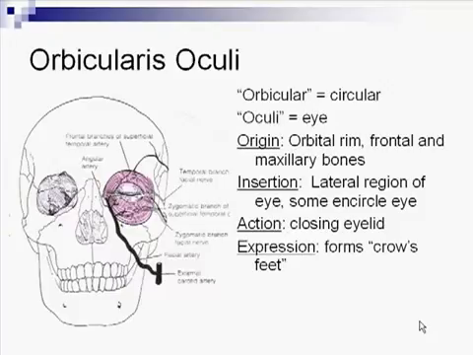Orbicularis Oculi. We've already learned that orbicular means circular. Oculi means eye. Therefore, this word would mean it circles the eye. So this sphincter muscle that circles the eye in orbit has two parts. Its origin is the orbital rim, nasal process of the frontal, and frontal process of the maxillary bones. Insertion is the lateral region of the eye, and some encircle the eye. Therefore, if you think about the insertion goes towards the origin, it would make sense that the action would be the orbital closes the eyelid forcefully. The palpebral portion closes the eye gently. So basically, this muscle closes the eyelid.